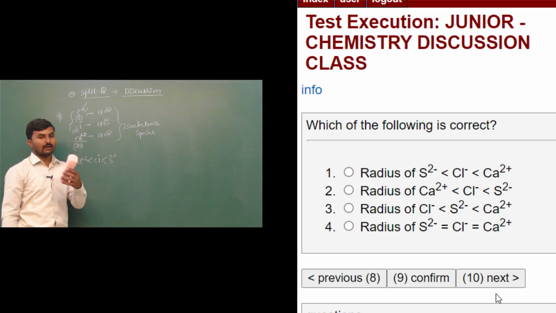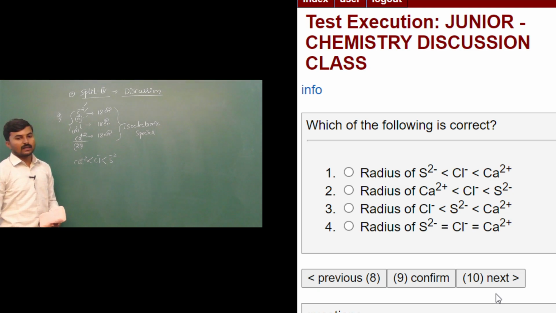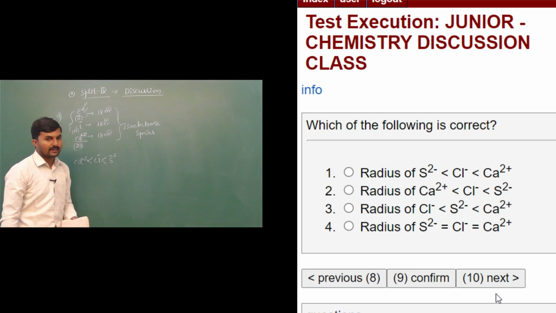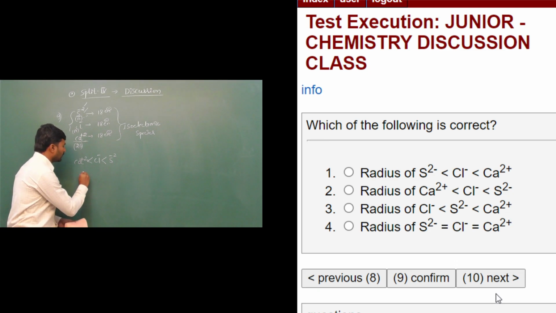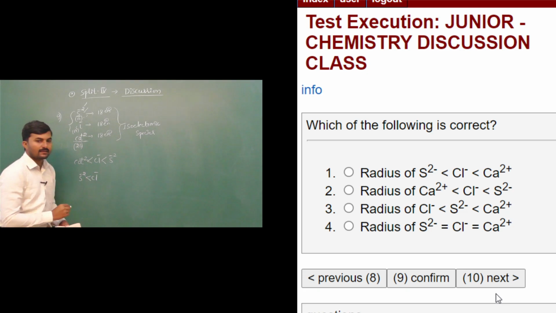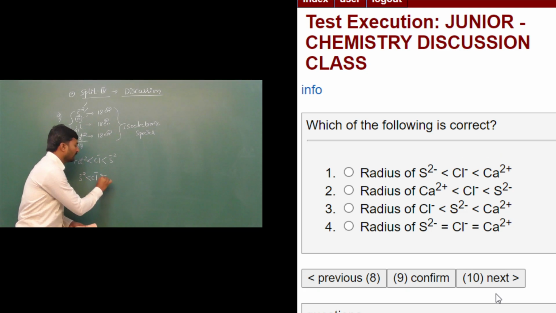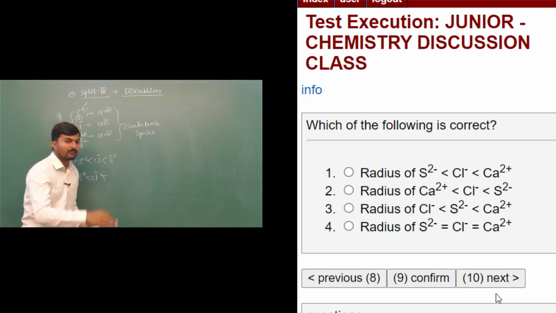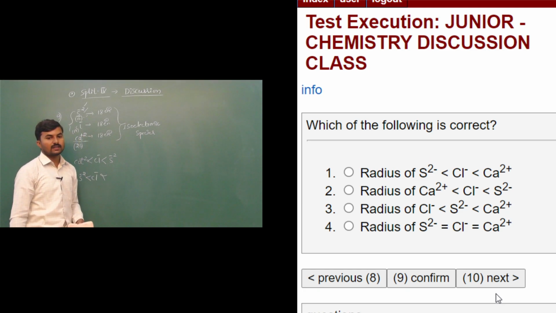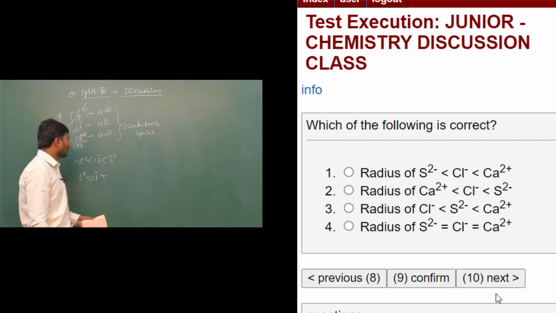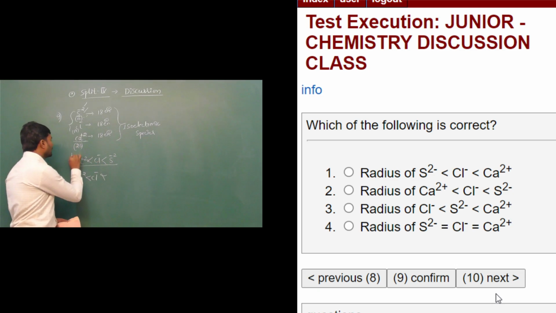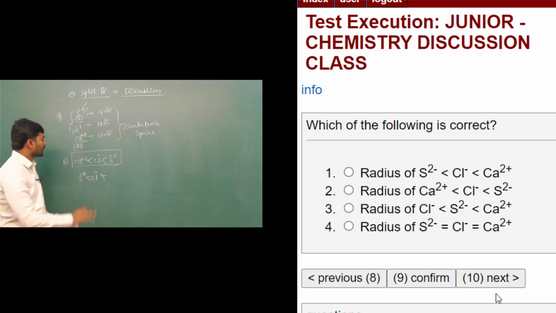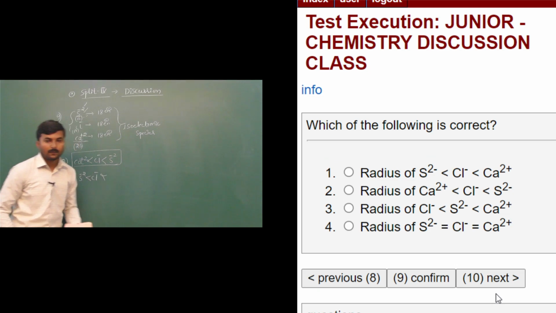But what they have given here, first option is radius of S minus 2 is less than that of Cl minus, that is wrong. First option is wrong. Then the second one, radius of Ca plus 2 less than that of Cl minus, less than that of S minus 2. So this is the correct option. Option B, or option 2, is the correct option for question number 9.